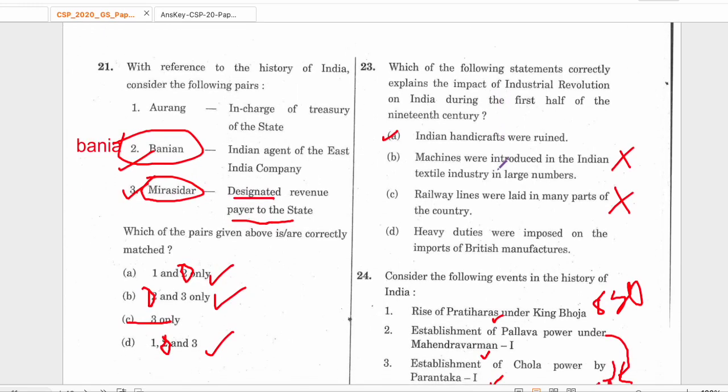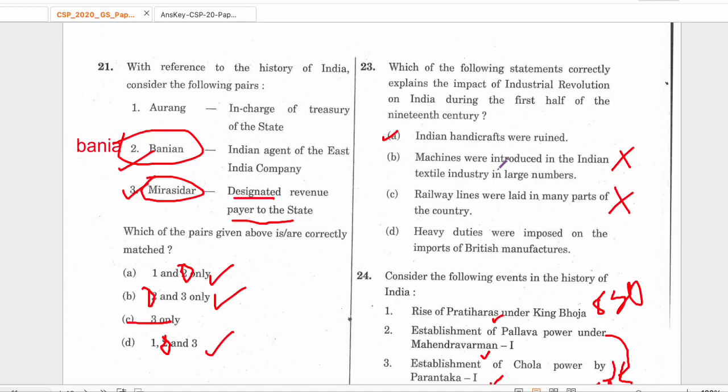Question number 21, again there is a logic. With reference to the history of India, consider the following pairs. Orang: in charge of treasury of the state. Banian: Indian agent of the East India Company. Third is Mirasidar: designated revenue payer to the state. Now Banian, from Bania, meaning trader. Bania caste is a trading caste. Indian agent of the East India Company is something related to trade, agents of the East India Company. So this correlation is forming with Banian.